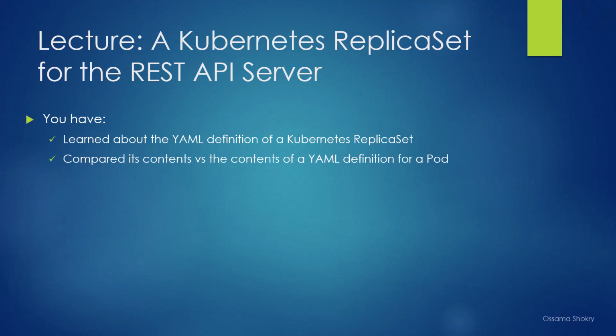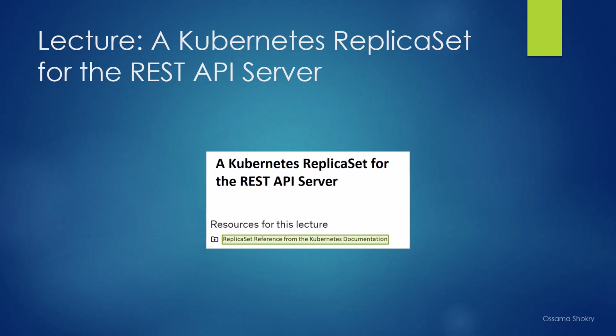That's it for this lecture. You have learned about the YAML definition of a Kubernetes replica set and compared its contents to the contents of a YAML file definition for a pod. You can find a replica set reference from the Kubernetes documentation under the resources attached to this lecture. Head over to the next lab to create the replica set for the REST API server.